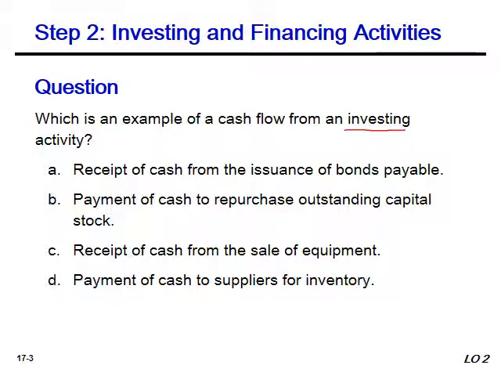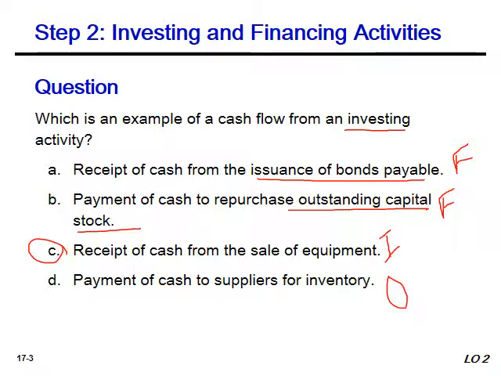Which is an example of an investing activity? So receipt of cash from the issuance of bonds. Bonds is a financing activity. Payment of cash to repurchase outstanding capital stock. That is a treasury stock. That is going to be a financing activity. Receipt of cash from the sale of equipment, that would be an investing activity. And payment of cash to suppliers for inventory, that's an operating activity. So investing would be letter C.